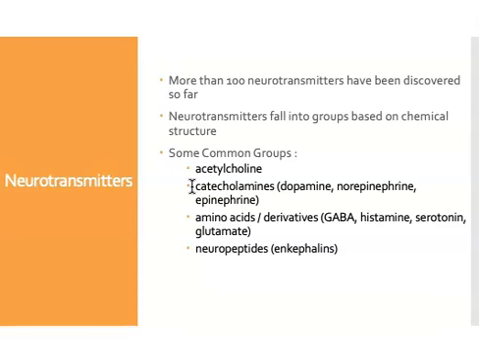There's a large group of neurotransmitters that come from amino acids and derivatives of amino acids. For example, you may have heard of GABA, or serotonin, or histamine, or glutamate. Some of these are actual amino acids, and some of them are derived from amino acids. And finally, there's another group called neuropeptide neurotransmitters. These are kind of fascinating. These are not as well understood as some of the others. The neuropeptides includes the enkephalin group.